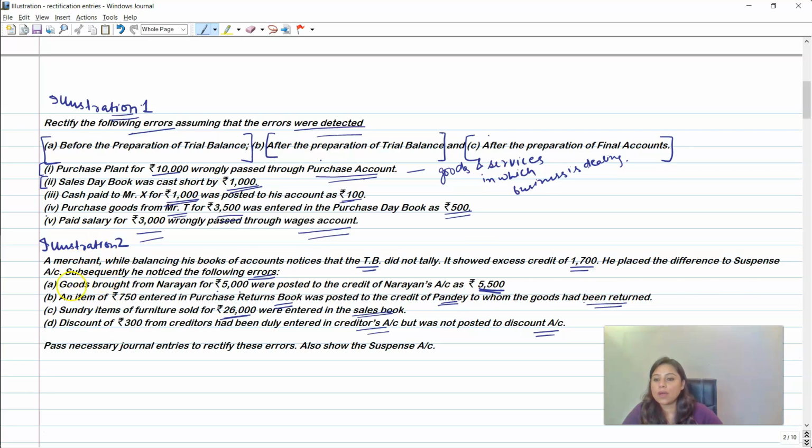So first, one by one, these entries have to be rectified, and after rectifying these errors, the suspense account needs to be formulated. So we'll discuss the errors one by one, and after finishing the class, you would be solving this particular illustration on your own.